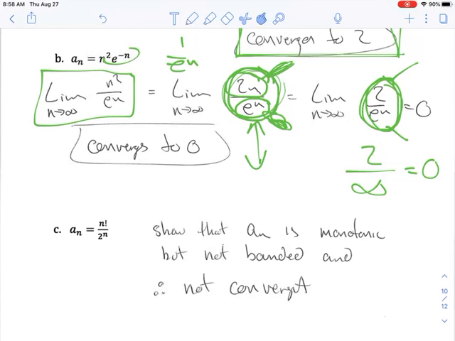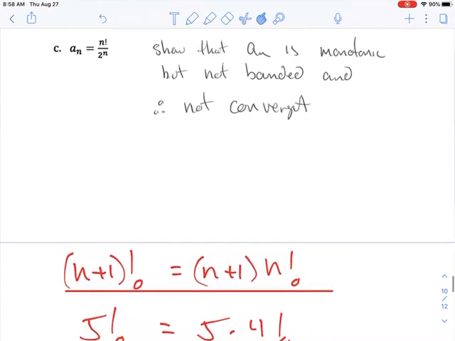And finally, in this last problem, I didn't really show any work. So first of all, it is not bounded. And the reason it is not bounded, if we let n be equal to 1, then we get n factorial, 1 factorial, over 2 to the 1 is 1/2. So that's a bound. It's bounded by 1/2.